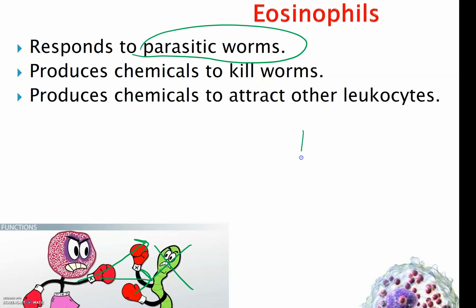Now, the worm, you could actually see with your naked eye. It's going to be like that. There's a nice wormy. And this is a cell that big. So usually it's just chemicals. The worm is surrounded by a cuticle, and the chemicals digest the cuticle. And it helps the other cells to attack it.